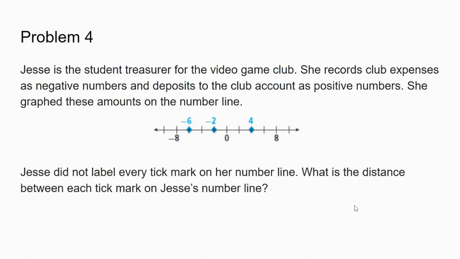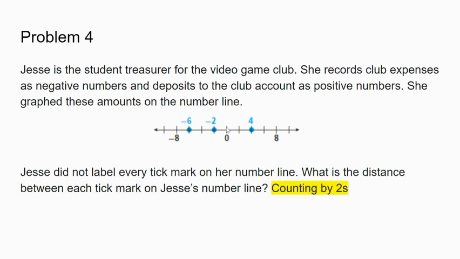Problem 4. Jessie is the student treasurer for the video game club. She records club expenses as negative numbers and deposits to the club account as positive numbers. She graphed these amounts on the number line. She graphed -6, -2, and +4. Jessie did not label every tick mark on her number line. What is the distance between each tick mark on Jessie's number line?